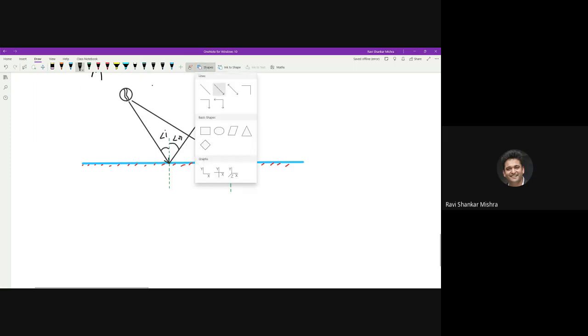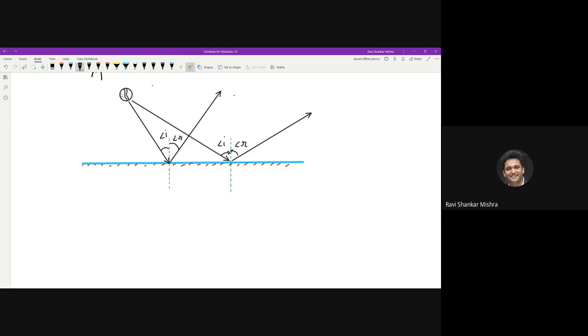Okay. And now I will draw for here. Are they looking equal? You will be doing it with the help of a protractor only. Here angle i. This is angle r. All right.